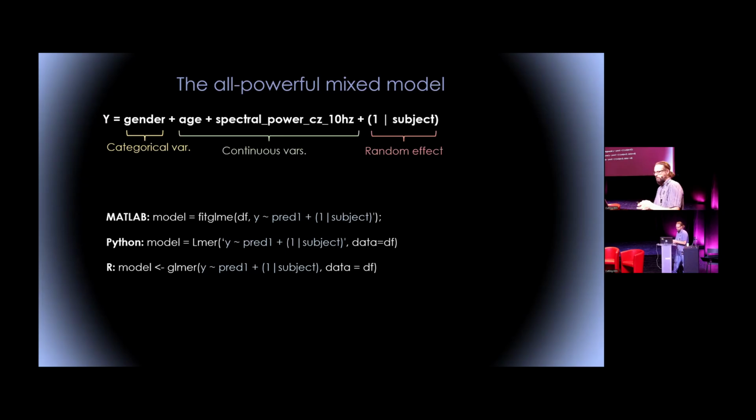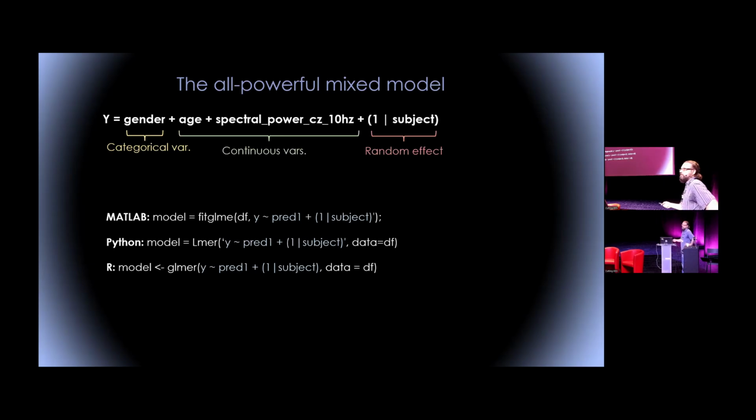one line of code. This is how to call it. You give your data. The data is a table, in matrix DF, and it has these columns defined: gender, age, spectral power. And this is how you call it in MATLAB, PGLM E. This is a mixed model. This is how you call it in Python. You just give your data as input. This is how you call it in R.